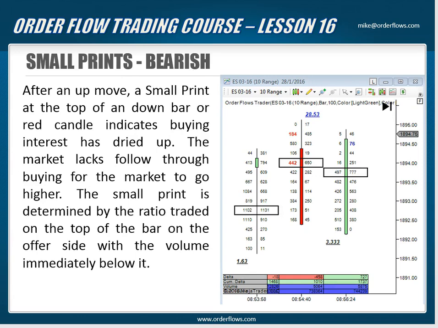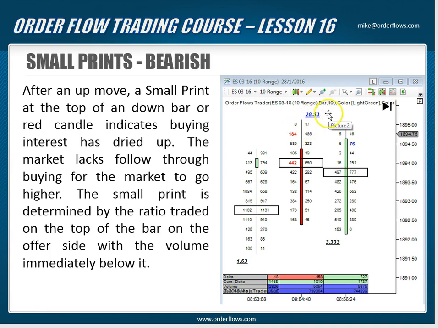Okay, now a bearish small print, again, it's the opposite of a bullish small print, only it will occur on a red candle. So after an up move, a small print at the top of a down bar or a red candle indicates buying interest has dried up. The market lacks follow-through buying for the market to go higher. The small print is determined by the ratio traded on the top of the bar on the upper side with the volume immediately below it. So here you have a ratio of 28.53. I have my settings set at 28. So here you have the ratio 17 into 485 gives you a ratio of 28.53.